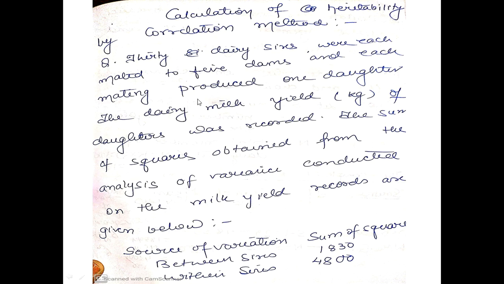Now moving to the next segment, calculation of heritability by correlation methods. You know there are two correlation methods, as there were regression methods. The correlation method is of two types for calculation of heritability: the full sib correlation method and the half sib correlation method. For knowing about the correlation methods, let me tell you one thing.